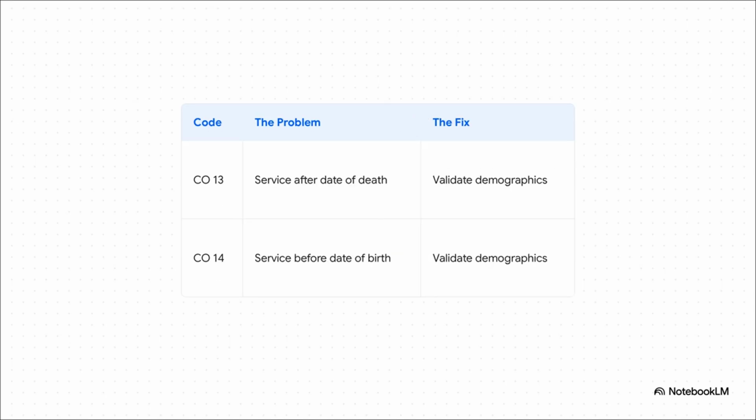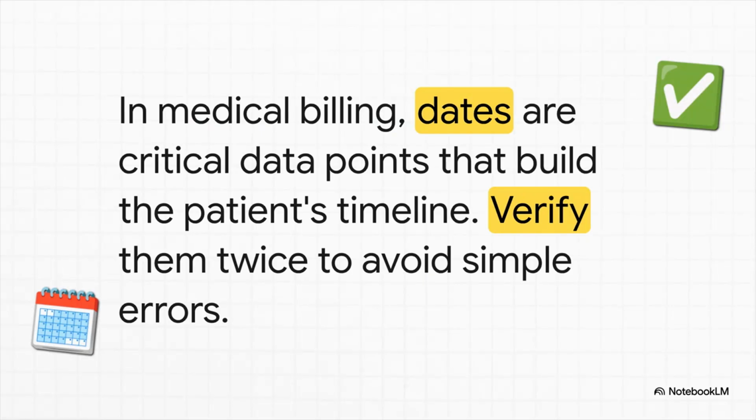Okay, CO13 and 14. These are almost funny if they weren't so frustrating. We're talking about impossible timelines here. These denials happen because of a simple typo that makes it look like you provided a service after a patient passed away, or even before they were born. It's a pretty stark reminder to double-check, triple-check every single date. And really, that's the core takeaway.